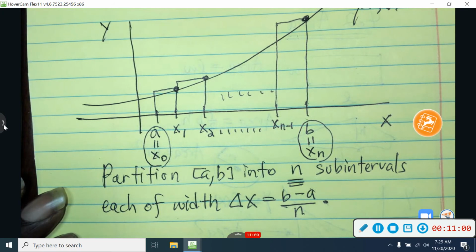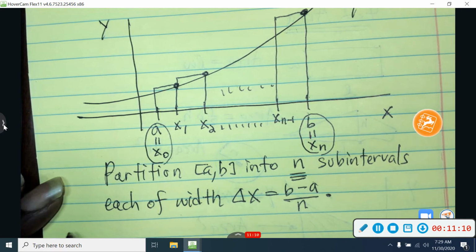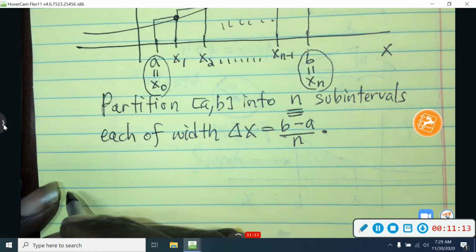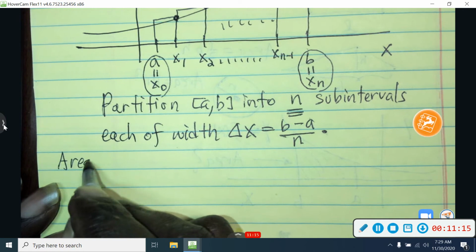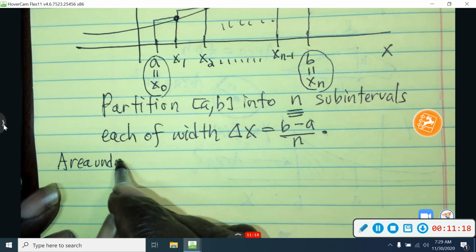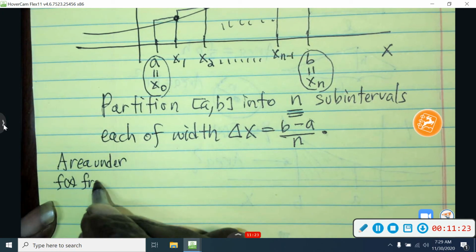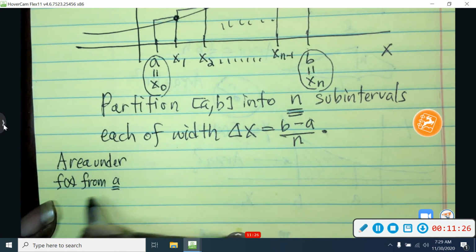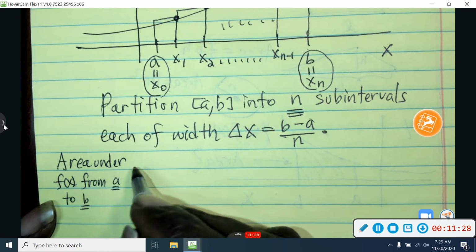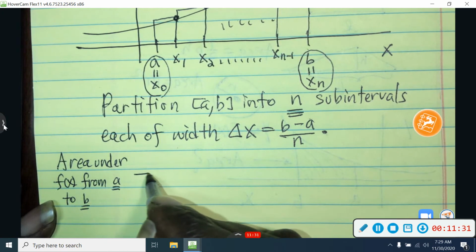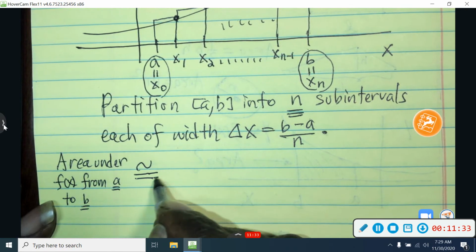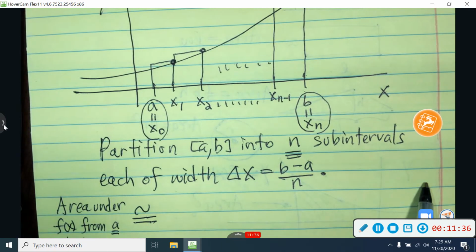So here we go. We can now estimate this area. So let's say it this way. The area under f of x from A to B will be roughly equal to adding up the areas of these rectangles.